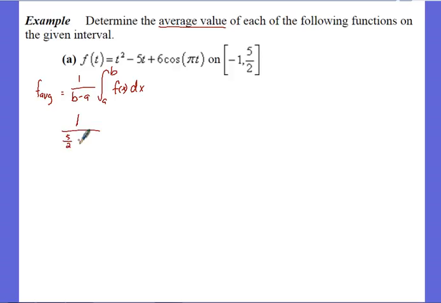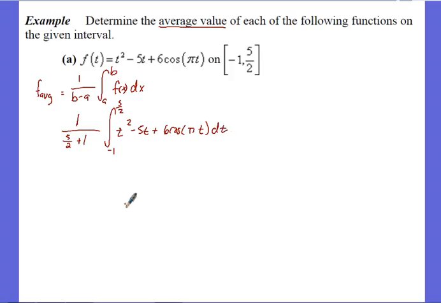Five halves plus 1, right? So we're going to go from -1 to 5 halves of that function, t squared minus 5t plus 6 cosine pi over t, and then of course dt.